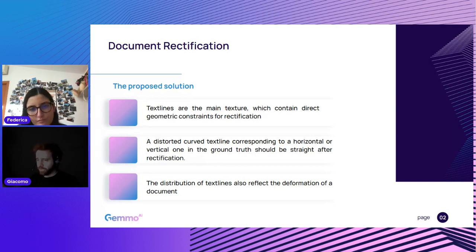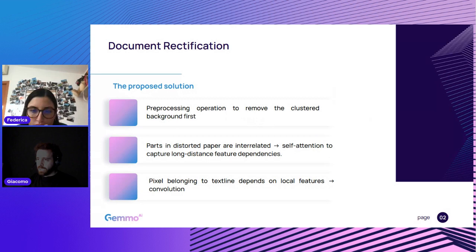And so in some sense they say the distribution of the text lines in the document is actually related to the deformation of the document, right? Because we know that they have a rigid structure in general. So through the analysis of the deformation, we should be able to reconstruct the deformation itself. And that's pretty much the idea.